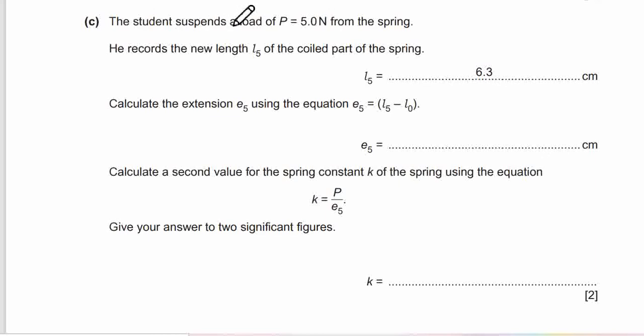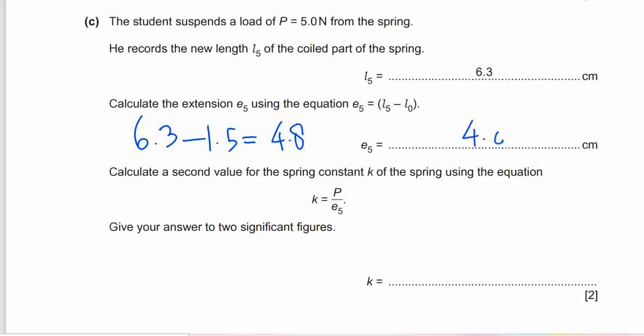The student suspends a load of P equals 5 newton from the spring. He records the new length L5 of the coil part of the spring. Now L5 is 6.3 cm. Calculate the extension E5 using the equation E5 equals L5 minus L0. So E5 will be 6.3 minus 1.5. Then we get the answer, 4.8.